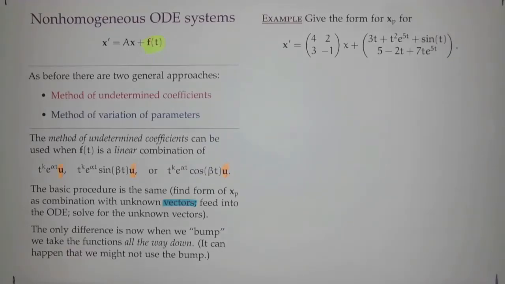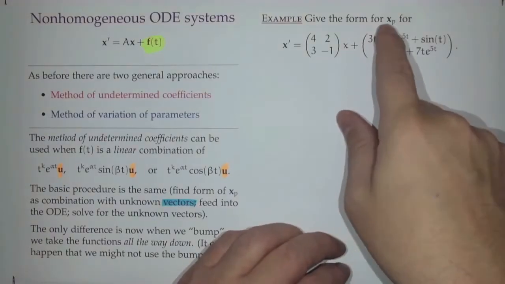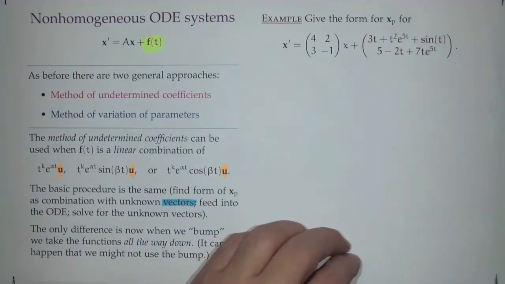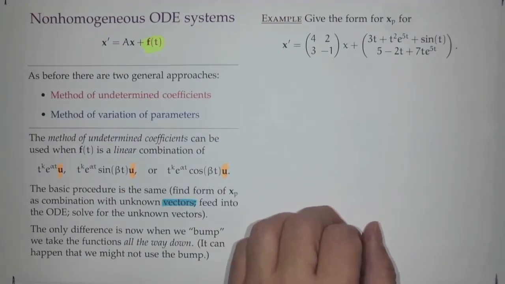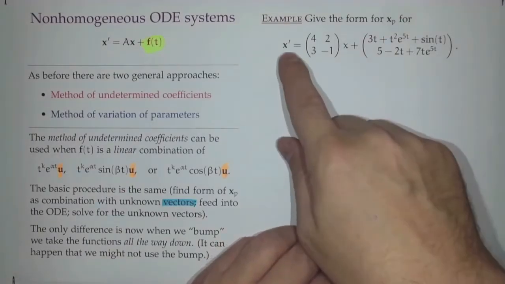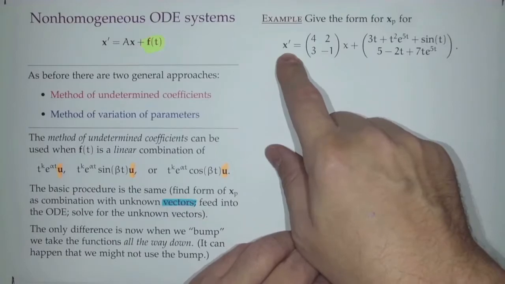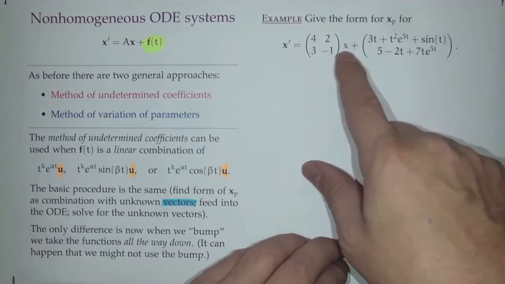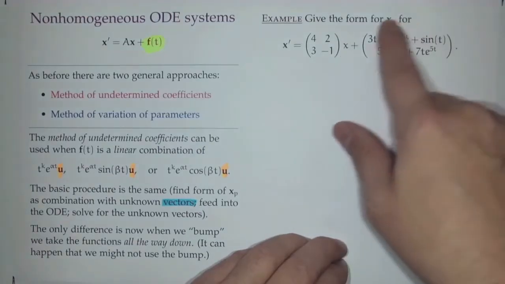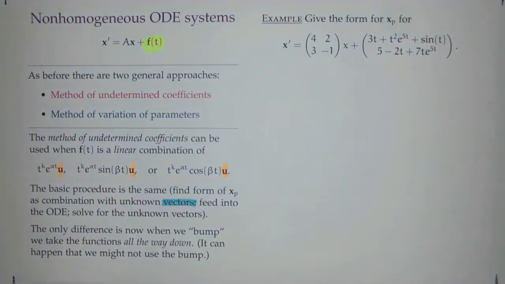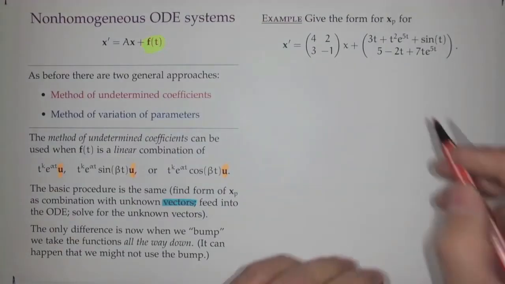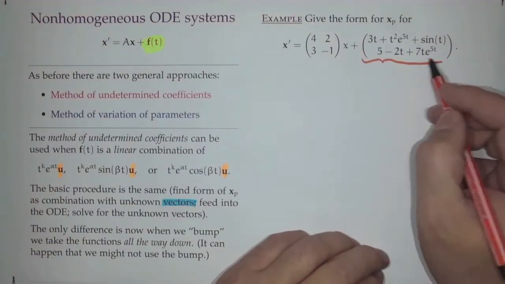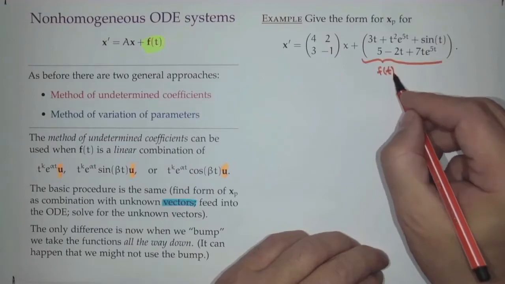So let's just jump into a quick example. Give the form for the particular solution. Notice it doesn't say find the particular solution, just give the form. And our differential equation is x prime equals this matrix, 4, 2, 3, minus 1, times x, plus this part here. So this part on the end, this is our f of t.